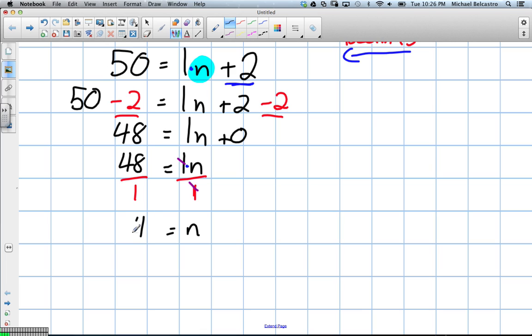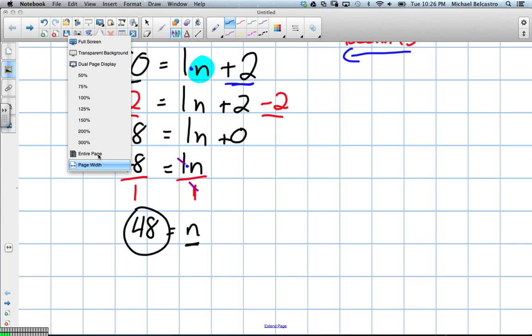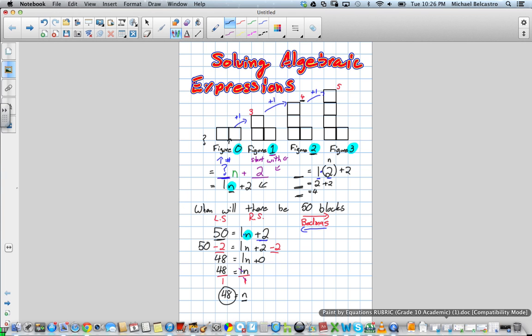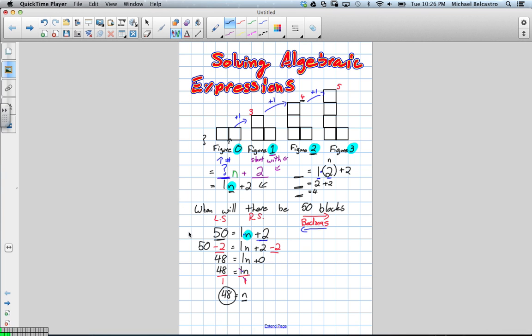48. It's 48. So, what figure number would we be at when we have 50 blocks? Figure 48. Oh. Figure 48 will be at 50 blocks. Okay? Did that make sense on how to create and isolate? Yeah. Mhm.